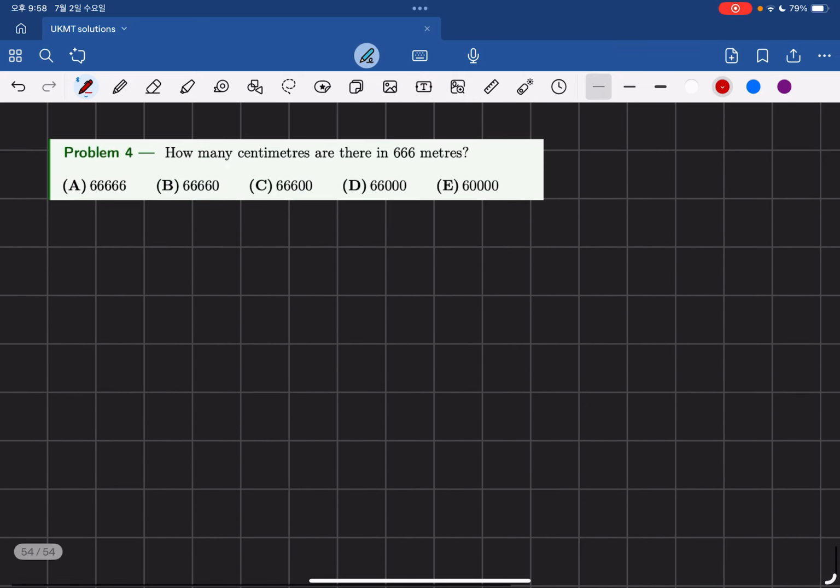Problem 4. How many centimeters are there in 666 meters? So 100 centimeters is equal to 1 meter. 666 meters is equal to 666 times 100 centimeters, which is C.